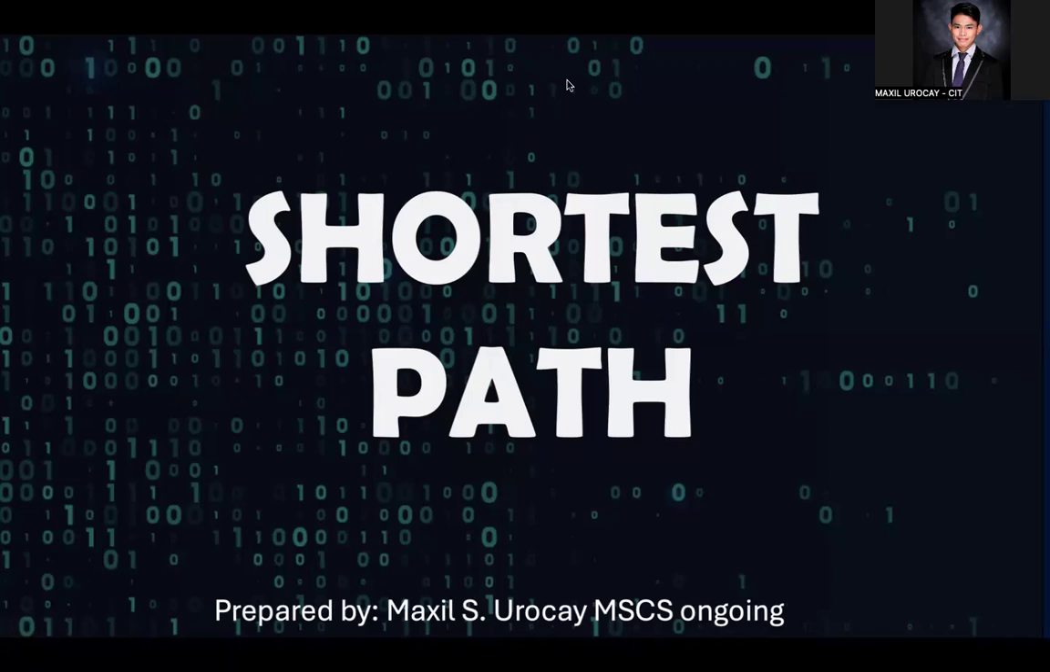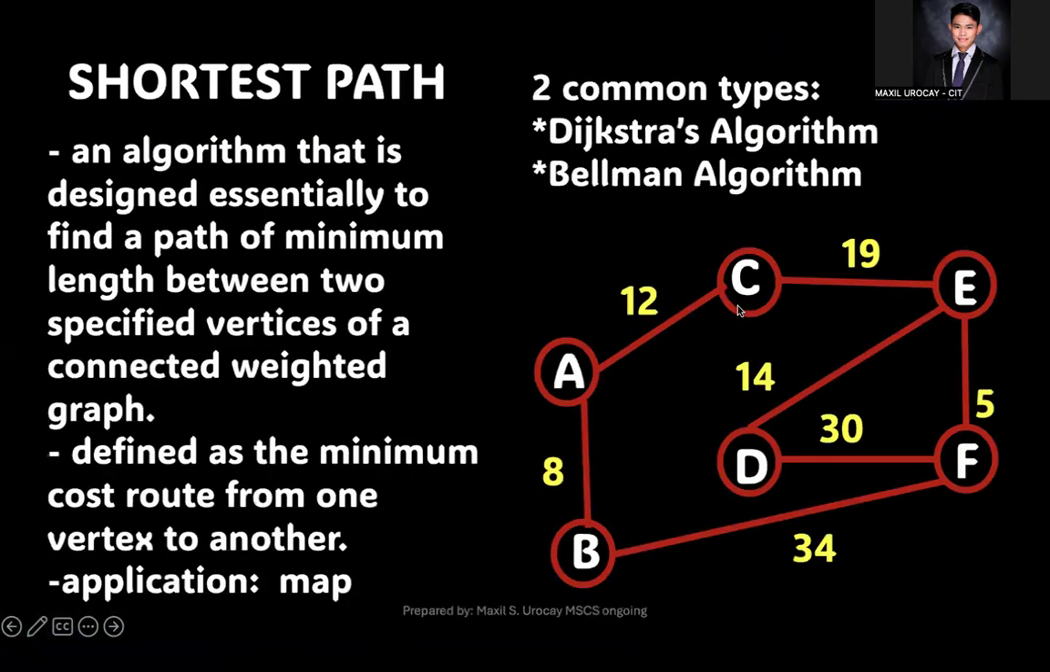This video, I will begin to discuss all about the shortest path algorithm. Now, let's try to find out first what a shortest path is. When we say shortest path, that is an algorithm designed essentially to find a path of a minimum length between two specified vertices of a connected weighted graph. So in our graph, we will find the shortest way. This is a minimization type of algorithm. We also define it as the minimum cost route from one vertex to another.